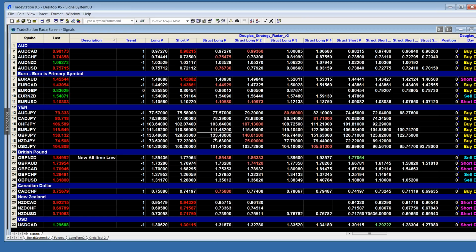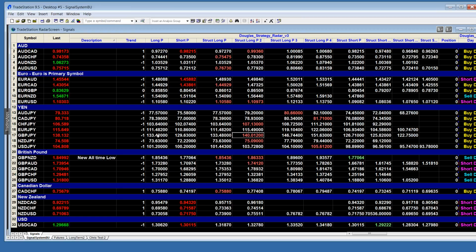As you can see, it went up to the second structural point. I'm sorry, that's the first structure point. So the long point is the same as the structure point, which is 133. Then the pound yen flew. It went all the way up to 140.012. These are all last week numbers. Everybody who attended last week has a copy of this radar screen.